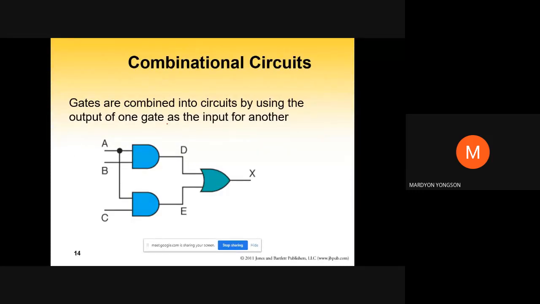So when we combine different logic gates, gates are combined into circuits by using the output of one gate as the input for another. Here we can see we have three logic gates. We have this OR gate, which has an input. And then there are two AND gates. Here we have this AND gate of A times B, and also another AND gate where we multiply with C. And then we have this output X.